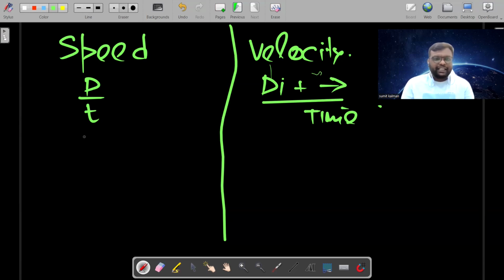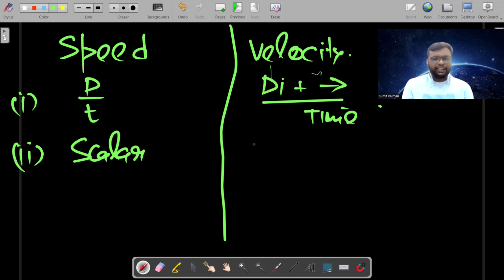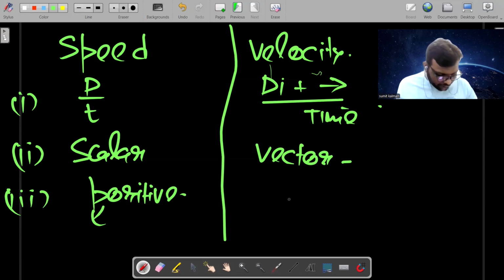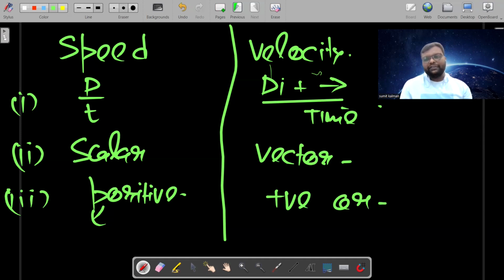Next, speed is a scalar quantity, while velocity is a vector quantity. And students, speed is always positive, because direction is not taken into consideration. But velocity can be positive or negative also, because direction is taken into consideration.